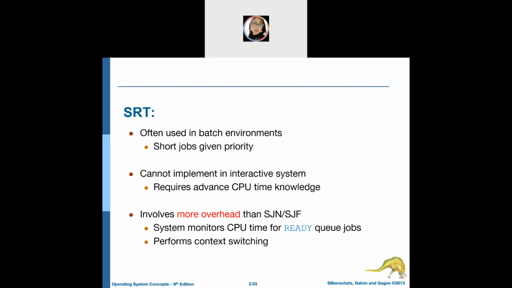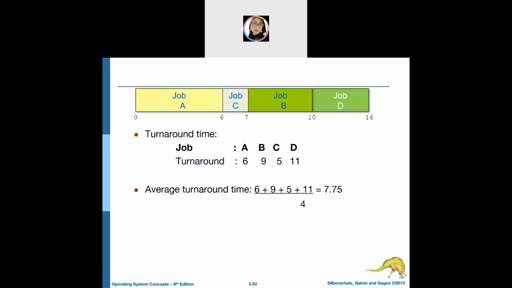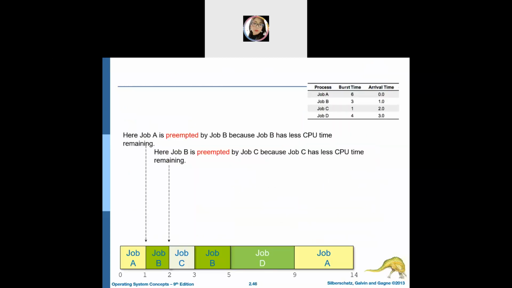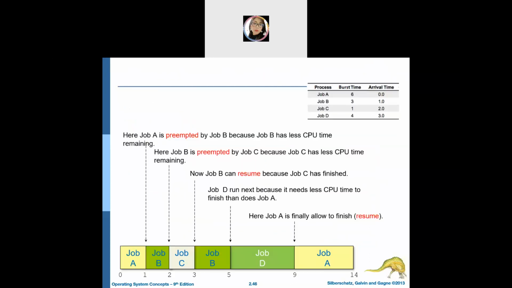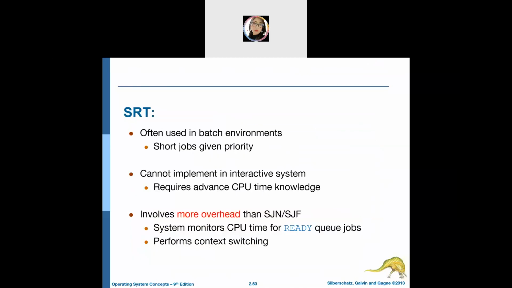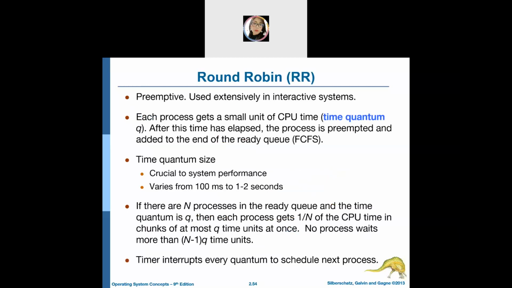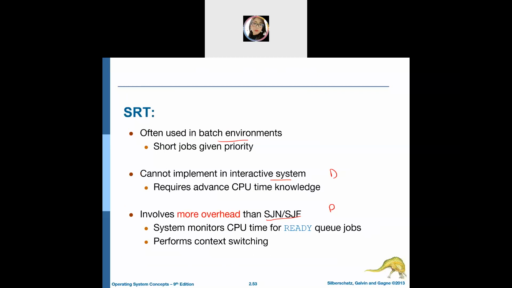Okay, this one is similar, the advantages and disadvantages for your third algorithm, SRT or SRTF. It is often used in the batch environment, cannot be implemented in an interactive system, so this is a disadvantage. It involves more overhead than the others, so this is also a disadvantage. Because of these disadvantages, you have another solution, another algorithm.